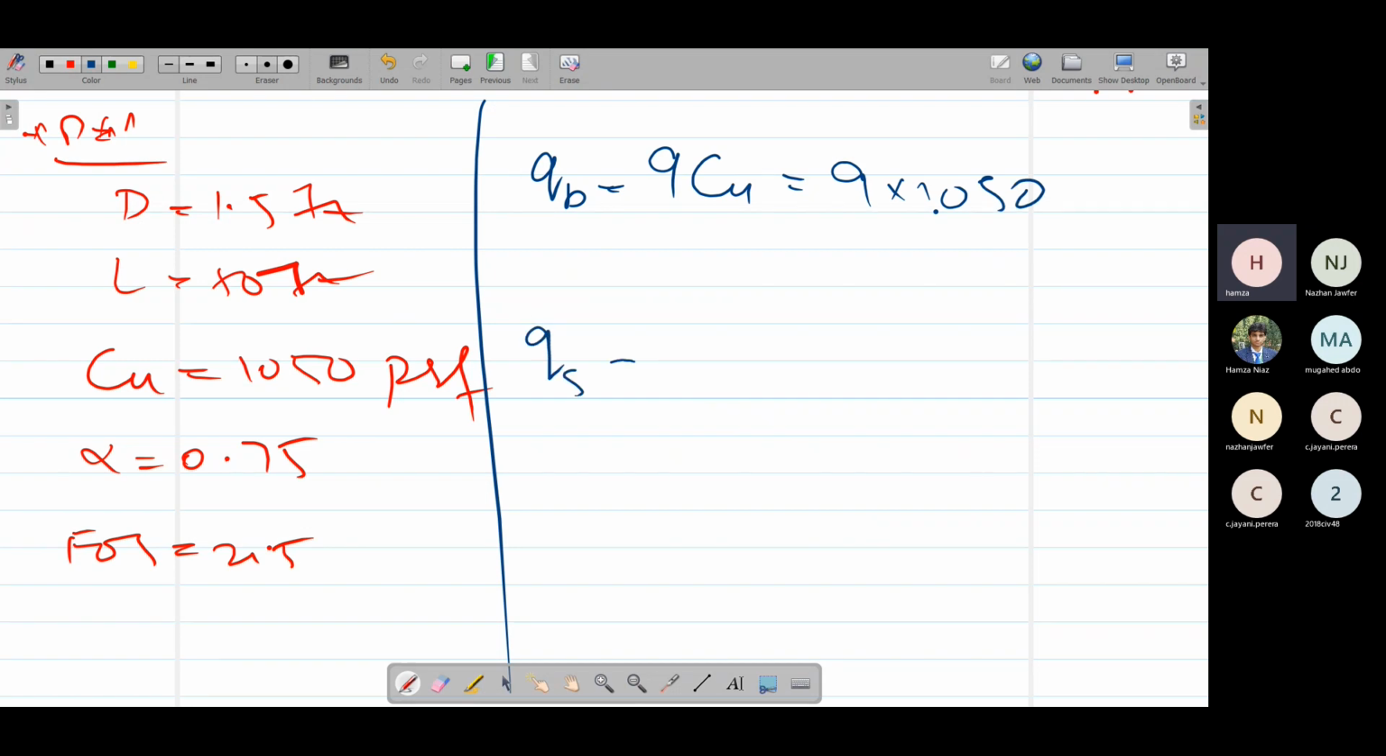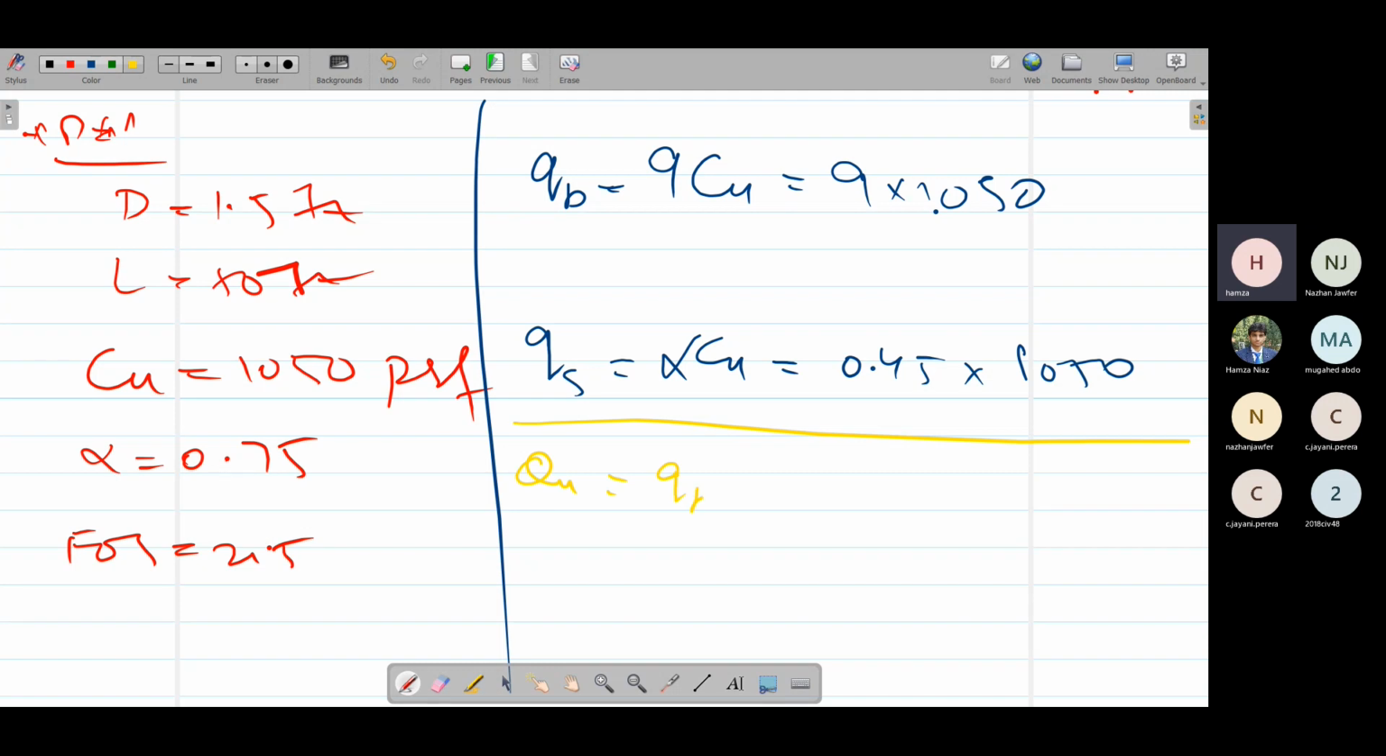Again, the QS value is equal to alpha times Cu. So alpha times Cu, and we'll get this QS value. Remember, there are no limits in clay strata. Whatever the value is, just take it as it is. There are no limits of 11 megapascals or 110 kilopascals. After getting QB and QS, what should we do next? Simply, QU is equal to QBAB plus QSAS.